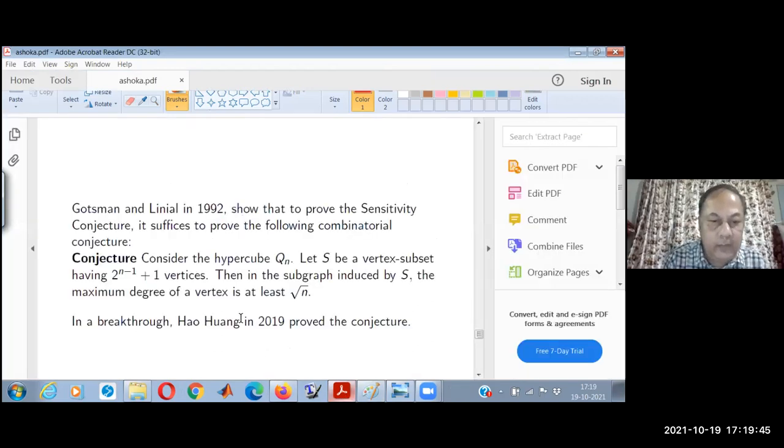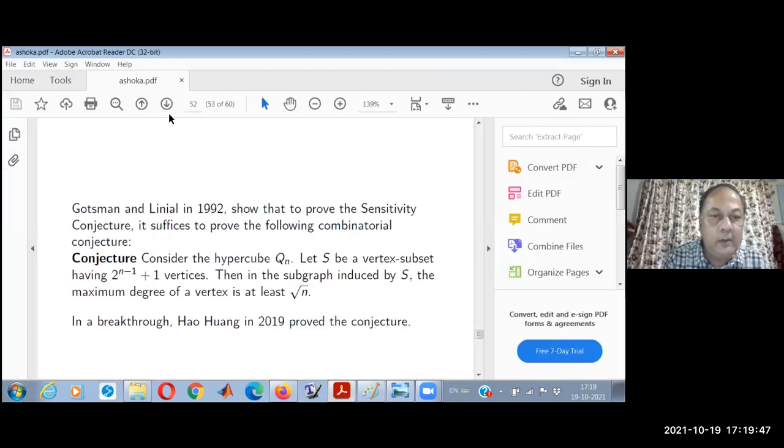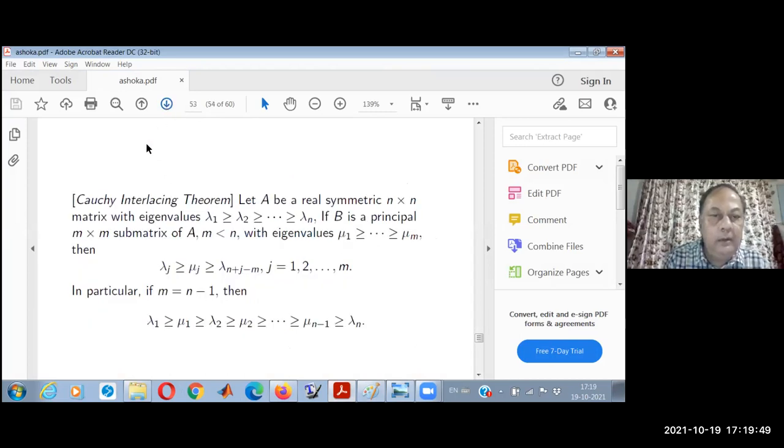Okay, so this was the proof. This was the conjecture. And Huang used only 2 ideas. One was the Cauchy interlacing theorem, which is a classical result: if you have a real symmetric matrix, and B is a principal submatrix, then the eigenvalues interlace. That is a well-known result.